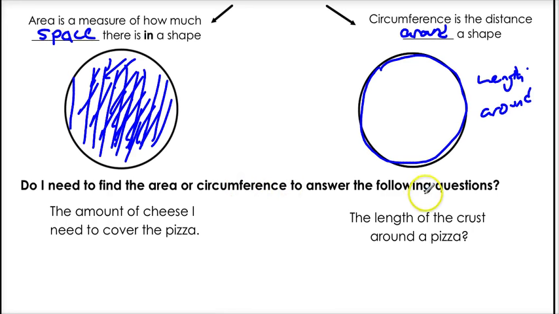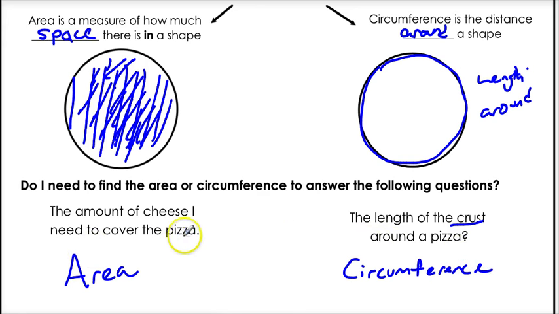Anyway, for these two questions I'm about to ask, would I need to know the area or the circumference to answer the following questions? To answer how much cheese I need to cover a pizza, would that be an area kind of question or a circumference kind of question? Well, that would be an area question, right? Because the amount of cheese is covering all this space on the pizza. That was like the whole pizza. Now, if I wanted to know the length of the crust around a pizza, all the way around, that looks like more of a circumference because I'm going around. The crust goes around the pizza.